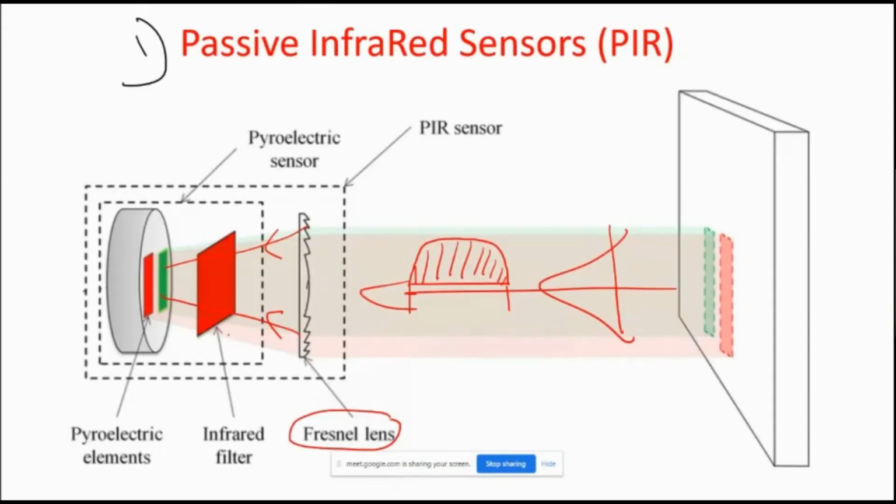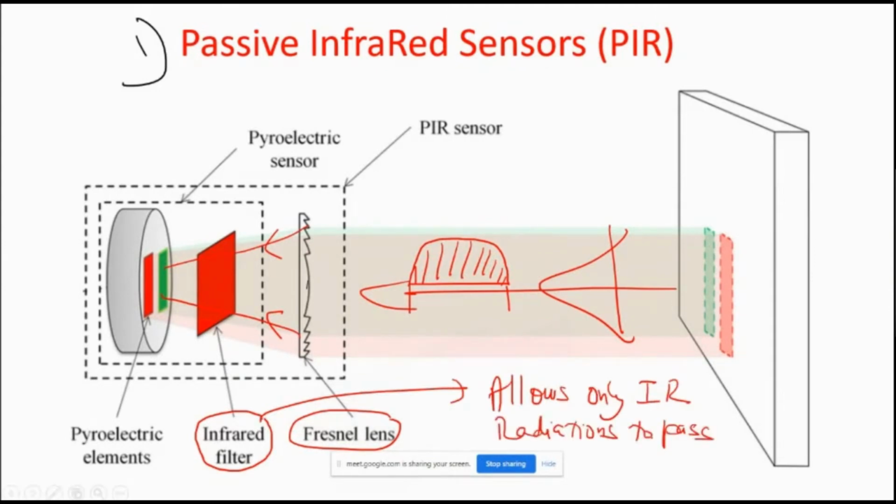Followed by the lens, you have the IR filter. The job of the IR filter is to allow only the IR radiations to pass through. What is a filter? A filter essentially filters certain things. The infrared filter will allow the infrared waves to get through, and the other visible components are filtered here.